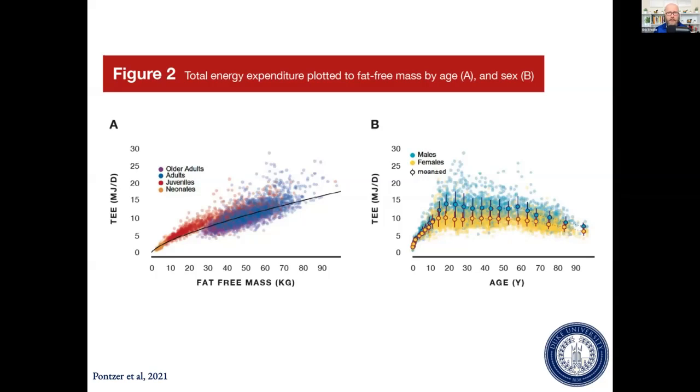Part of this variation is due to differences in resting energy expenditure, but a big portion of it is due to differences in activity level. Someone who has 60 kilograms of fat-free mass, whether they're very active or very sedentary, we might expect that to have a meaningful impact on their total daily energy expenditure.